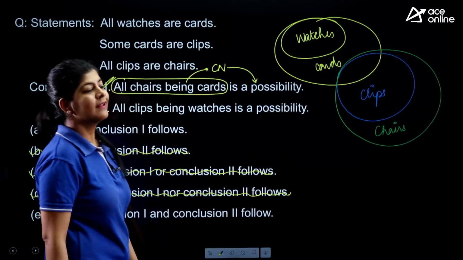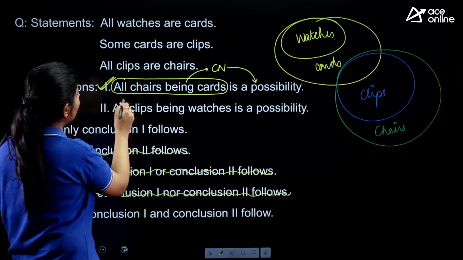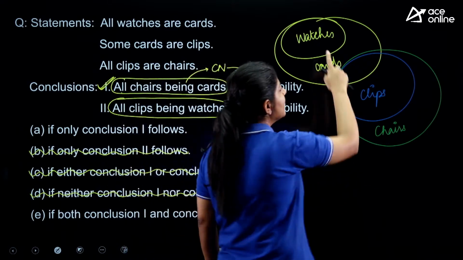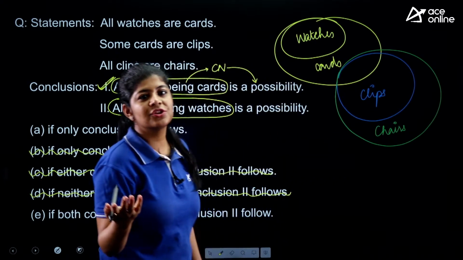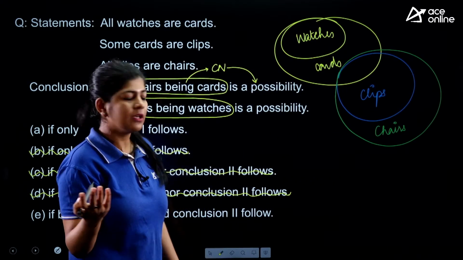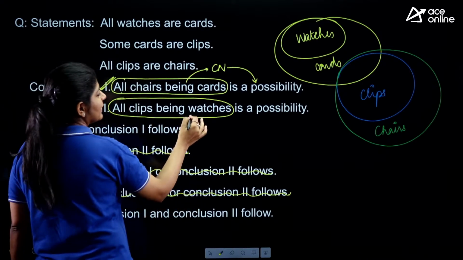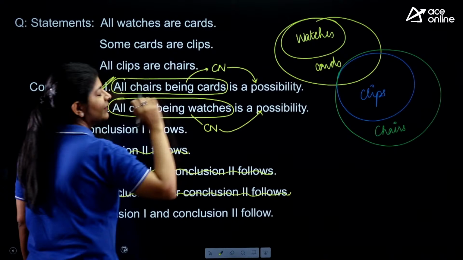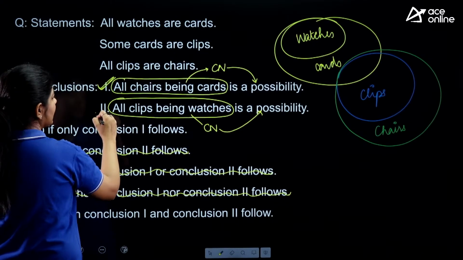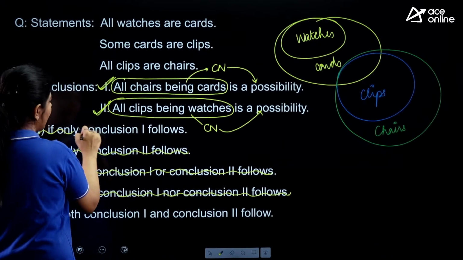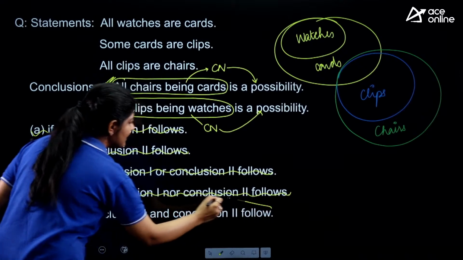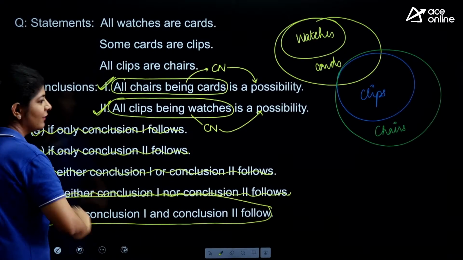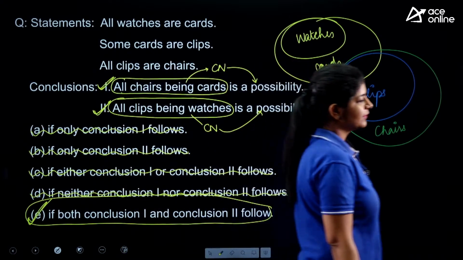Right? Now, the second one, all clips being watches. Again, is there any negative relation, direct or indirect, given? No. So we can consider this part in can't say, and whenever can't say is given with the possibility, that possibility is considered as true. That means option number A is also eliminated and this time we will go with option number E. Both conclusion first and second follows.